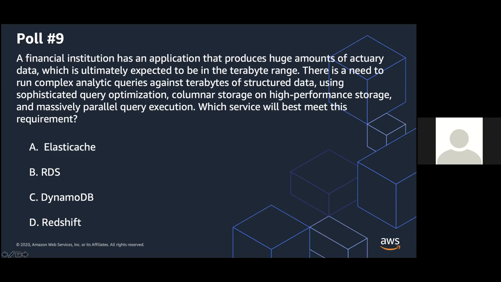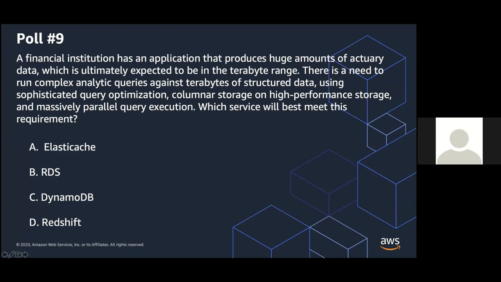And as I was saying, the reason it's the right answer is some of the things in the question that you can just read through. Yes, it's a paragraph. It talks about a financial institution, and that institution has an application that produces huge amount of actuary data. All that stuff. But the key concept there is it talked about analytic queries, columnar storage on high performance, and then parallel query execution. Those are the three things that can lead you to an answer, which is Redshift. And 70% of you actually answered it right. So fantastic going with that.